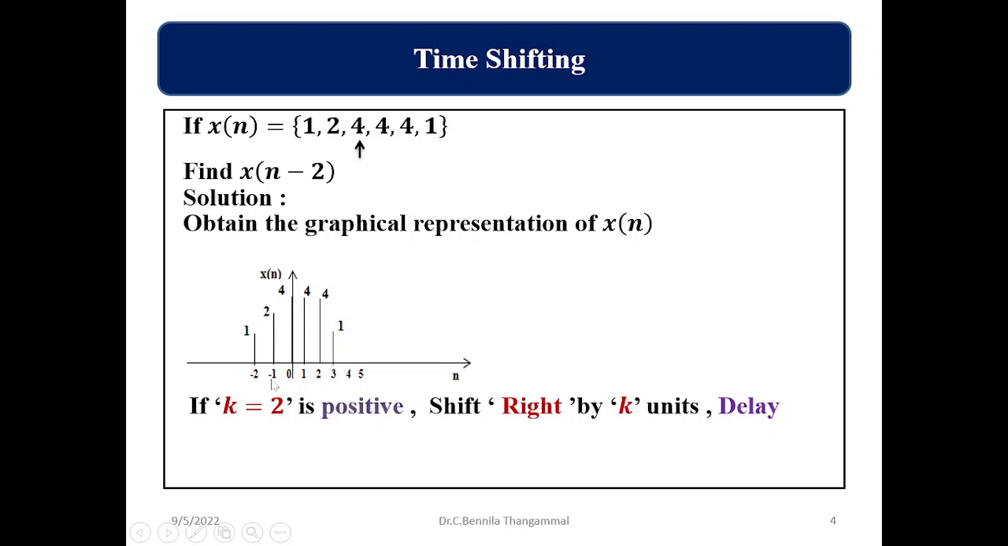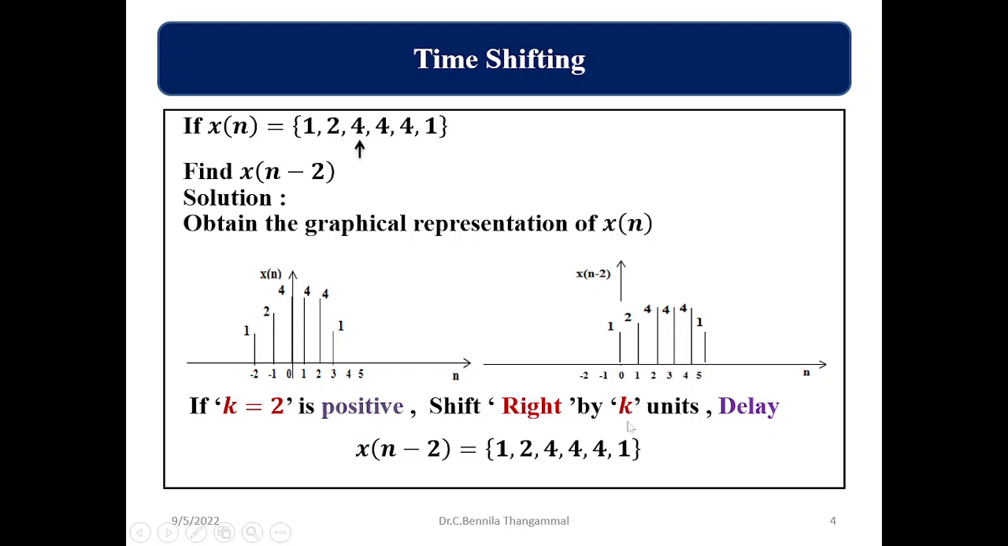From minus 2 to minus 1 is the first shift, minus 1 to 0 is going to be the second shift. So from 0 it will move, that is, it will be shifting. So the values 1, 2, 4, 4, 4, 1 will be shifted to start at 0. Instead of minus 2 to 3, it is shifted to 0 to 5. So we call it a delay. Your x of n minus 2 is the same 1, 2, 4, 4, 4, 1. But here since you don't have any arrow mark, it tells you that the first value is n equal to 0.